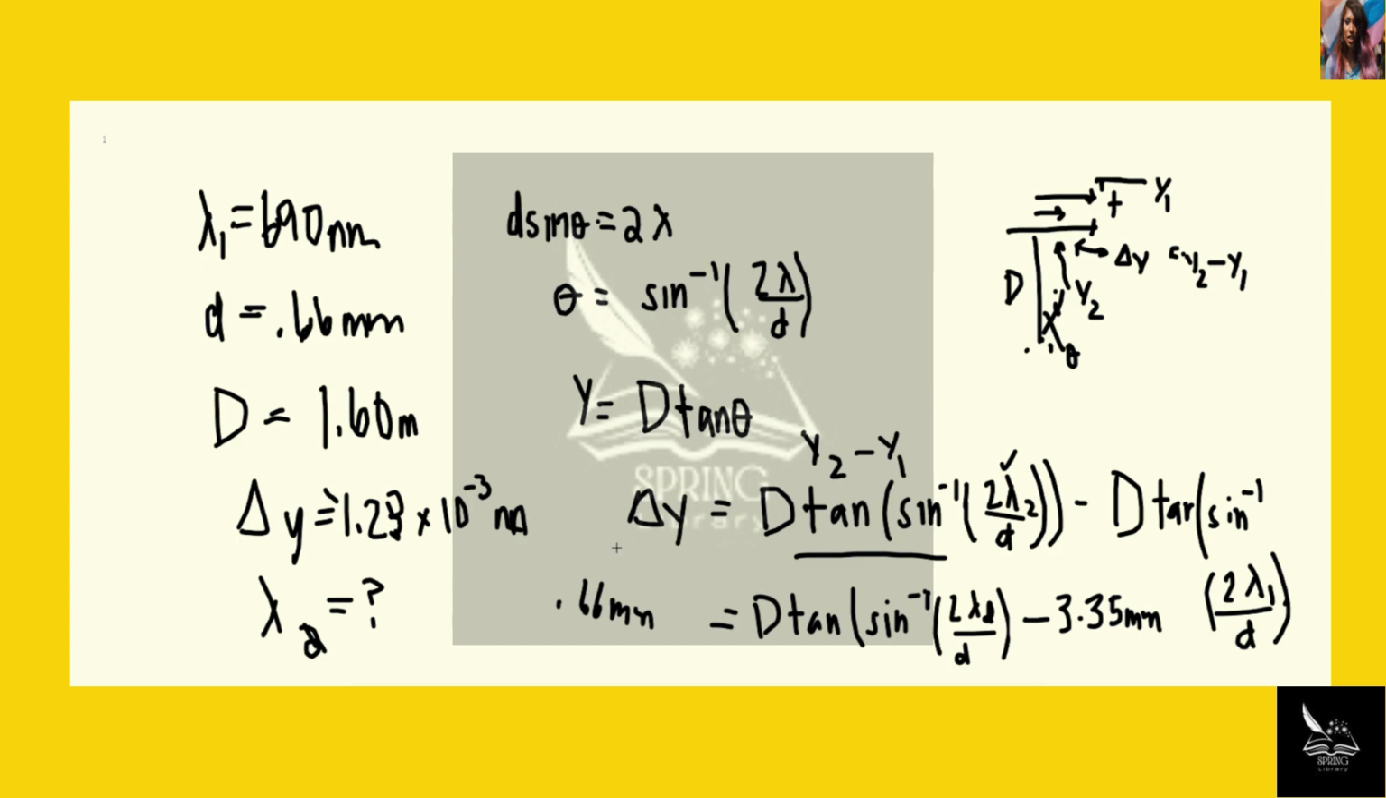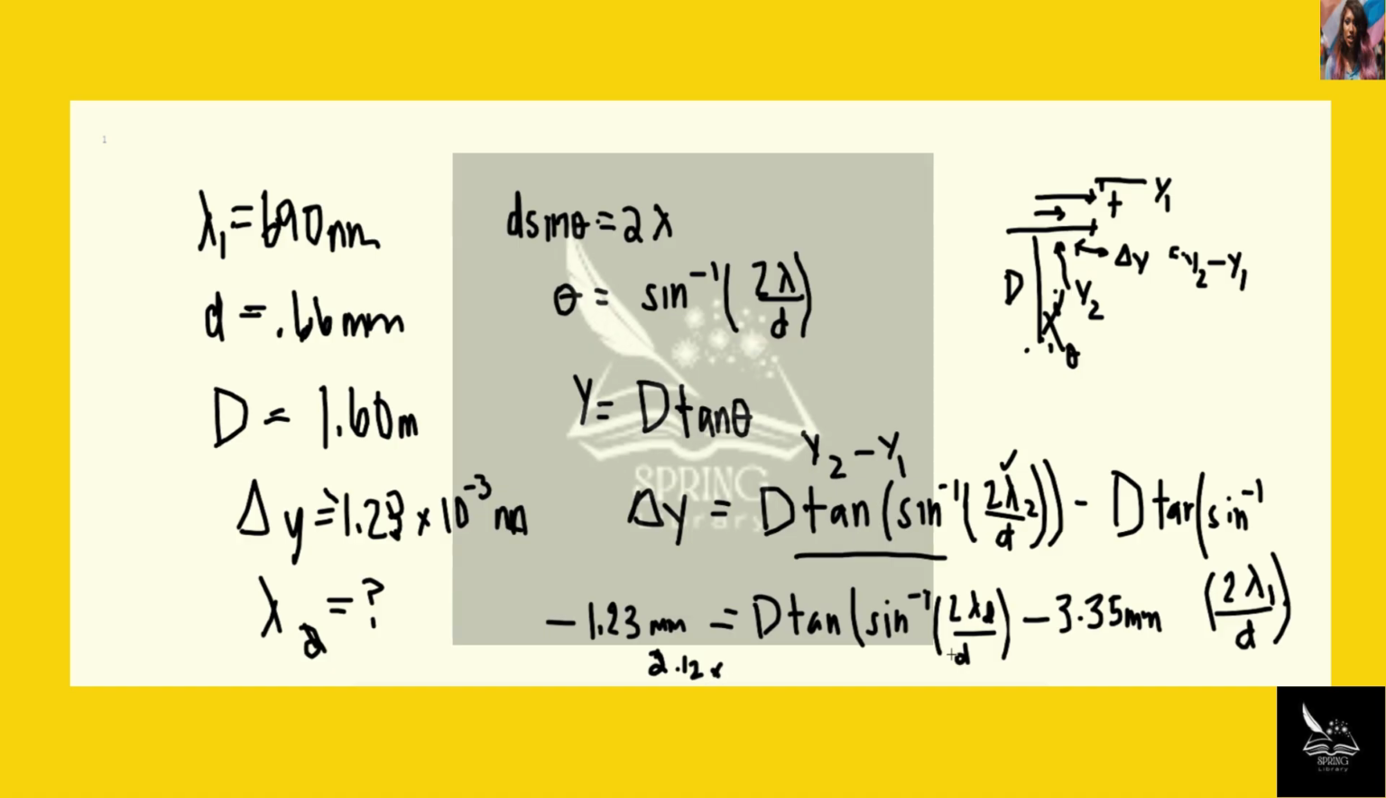And then we know that delta lambda is, oh, I wrote down the wrong thing. Glad I cleared that up. So delta Y is going to be negative 1.23 millimeters. So then we know that if we take this over here, then the position of Y2 is going to be 3.35 minus 1.23. So what is that? That's 2.12.